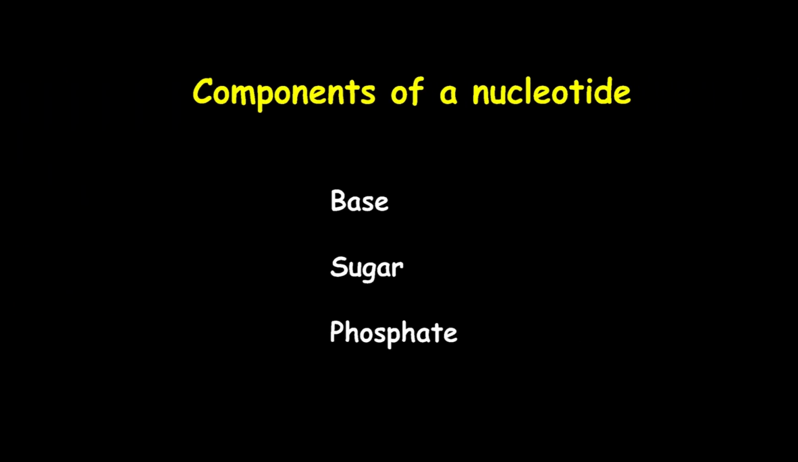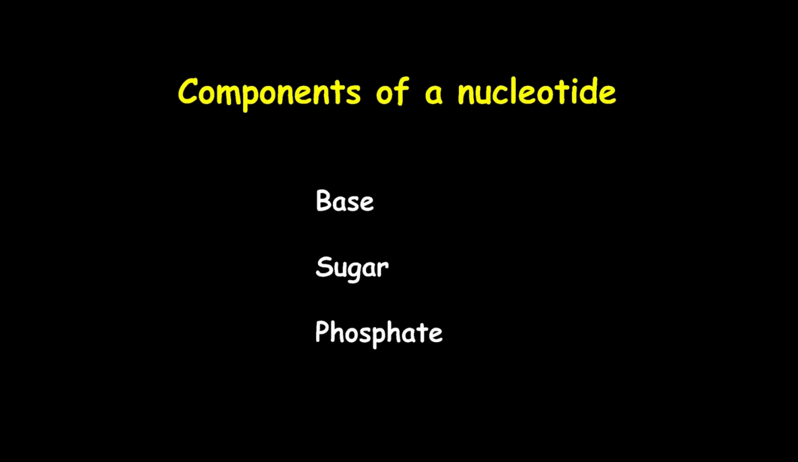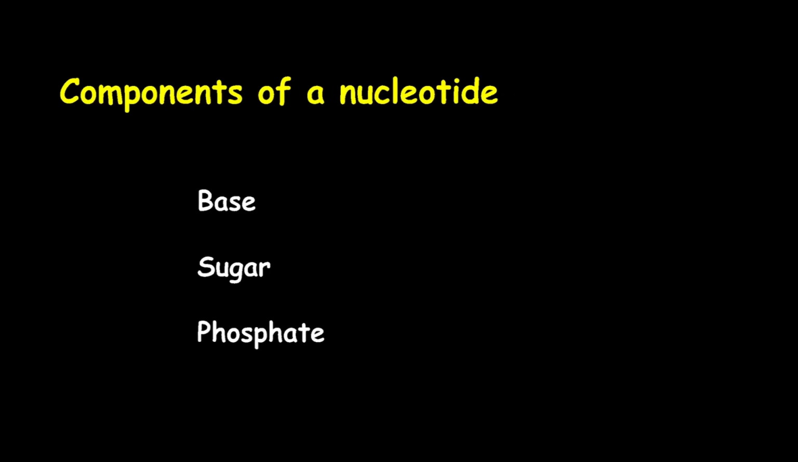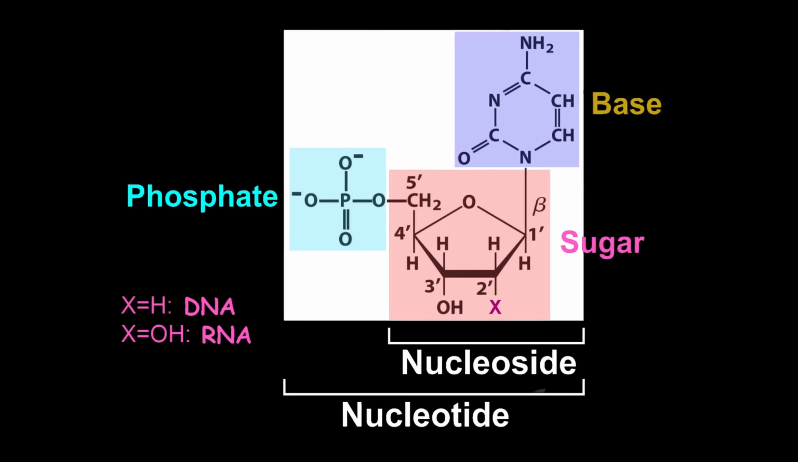To understand DNA, we must first understand its building blocks. So what are the components of a nucleotide? They are a base, a sugar, and a phosphate group. Let's visualize this. A nucleotide is formed when a phosphate group attaches to a nucleoside. And a nucleoside itself is just a base attached to a sugar.